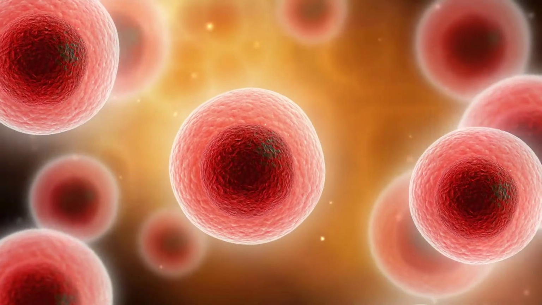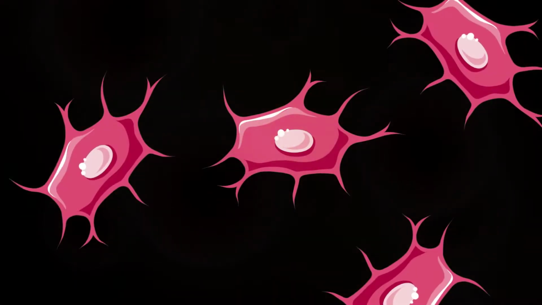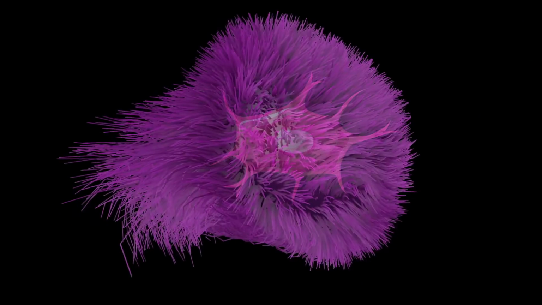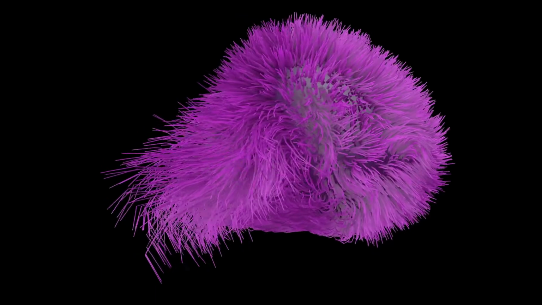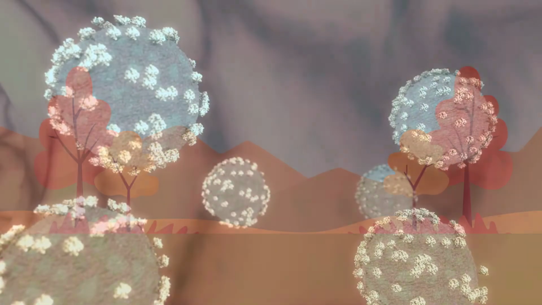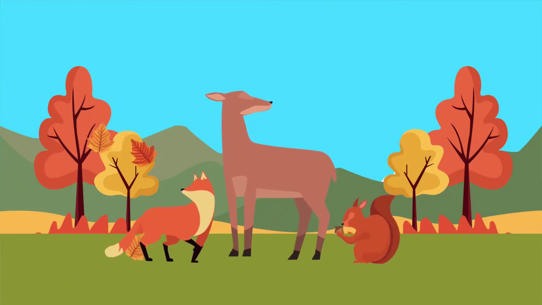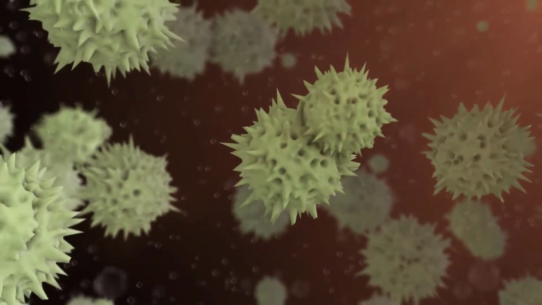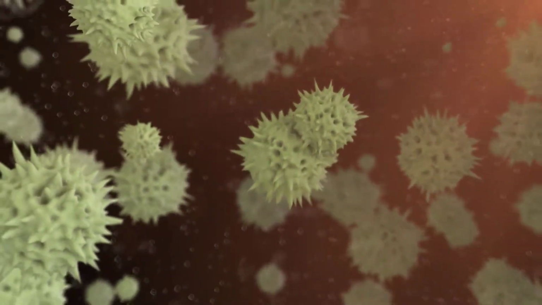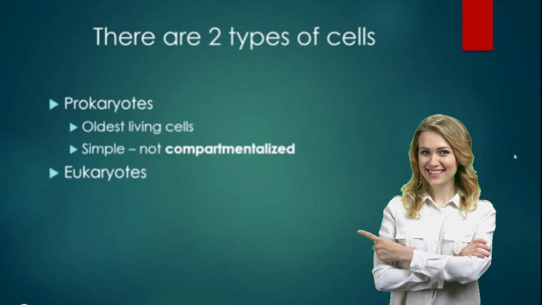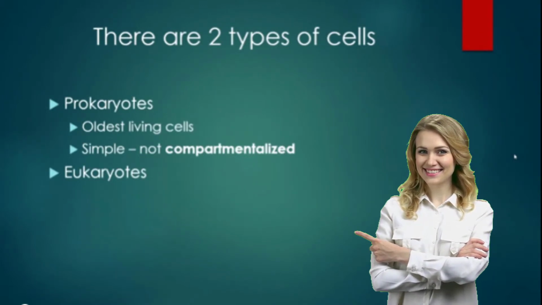Cells are the fundamental units of life. What are cells? Cells are the smallest living entity. Every organism is made up of cells. Some organisms can exist as a single cell, while others are composed of millions of cells. Cells can vary in size, shape, and function. There are two types of cells, prokaryotic cells and eukaryotic cells.